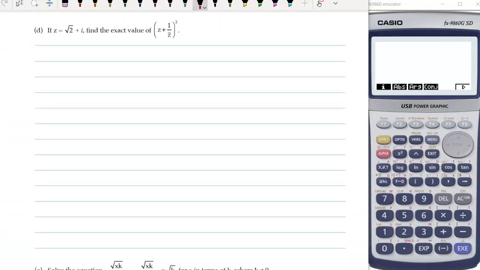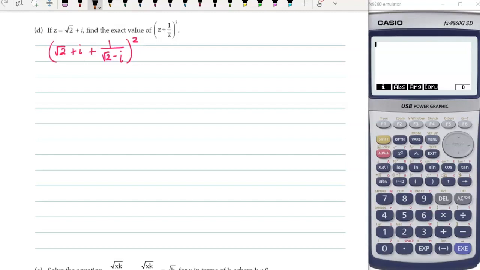For part D, we've got what looks like a reasonably lengthy bit of algebra to get on with. So let's start by subbing in root 2 plus i for z. And we're going to add on 1 over the conjugate, which is root 2 minus i, and then it will be multiplied, squared.